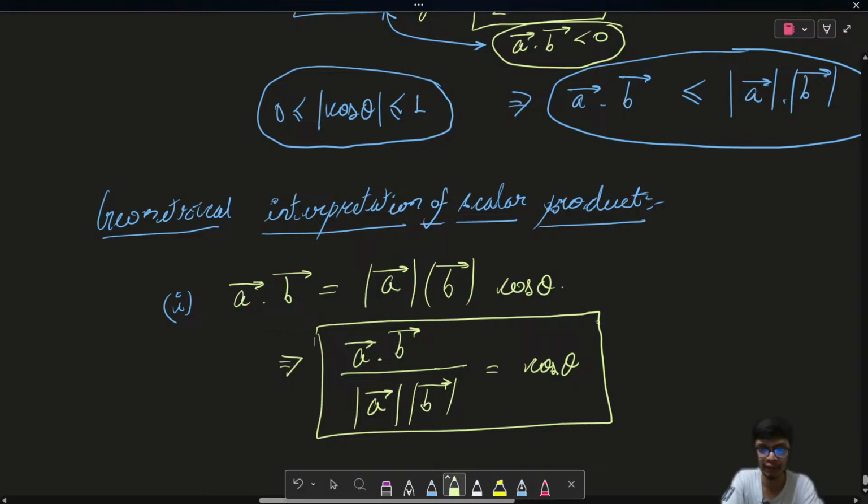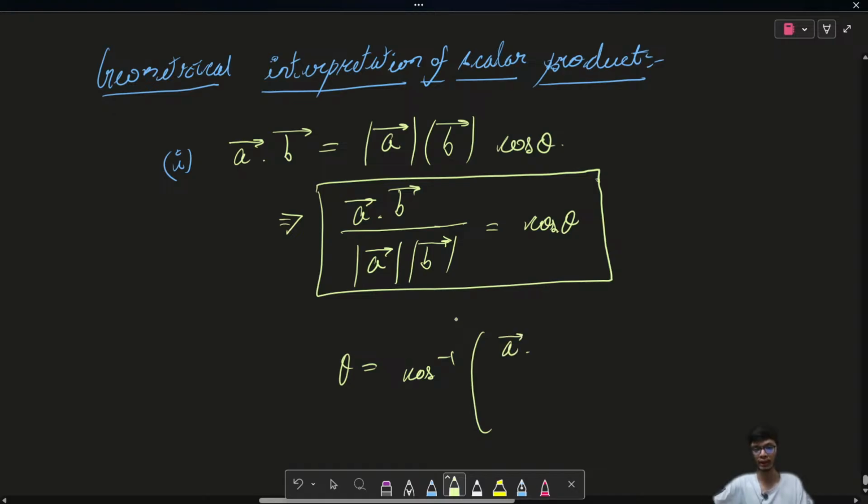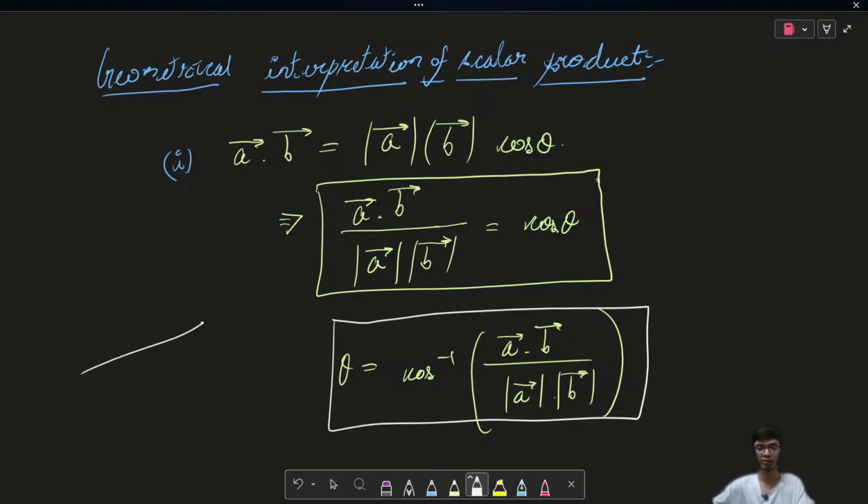If I need to know my angle, let us say I know the result for the dot product and I know the magnitudes of A vector and B vector. In this case, I can easily find theta as cos inverse of A vector dot B vector divided by mod of A vector into mod of B vector. So this result is going to give me the angle between the vectors. So if I want to find the angle between two vectors, I can easily use this approach.